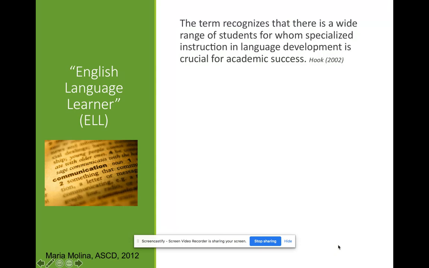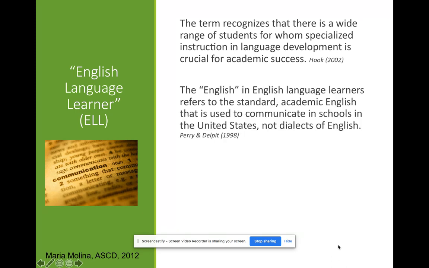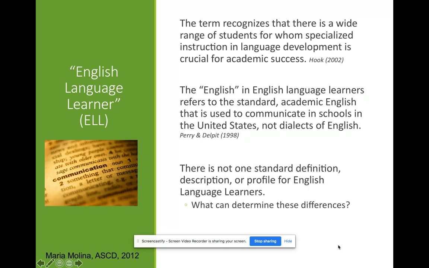And it recognizes that not all students who are learning English are the same, they're all over the place. The English is academic English. They're not just learning English like a tourist or to speak. They are trying to learn to be able to learn and communicate in academic English. And there's not just one standard definition. So what can determine these differences?